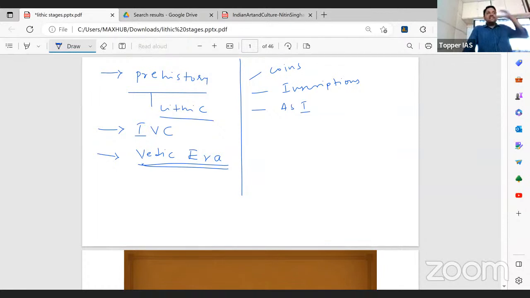So reconstruction of history based on Vedic text and that phase.